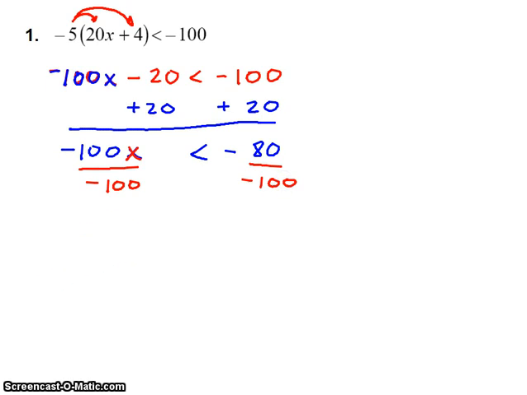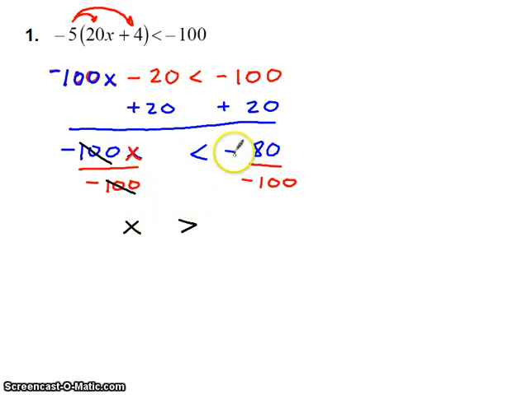And what that does for us is crosses off these 100s. We have x all by itself, and whenever we multiply or divide on either side of an inequality by a negative, we need to flip the sign. Let me say that again. Whenever we multiply or divide by a negative on either side of an inequality, we need to flip the sign.